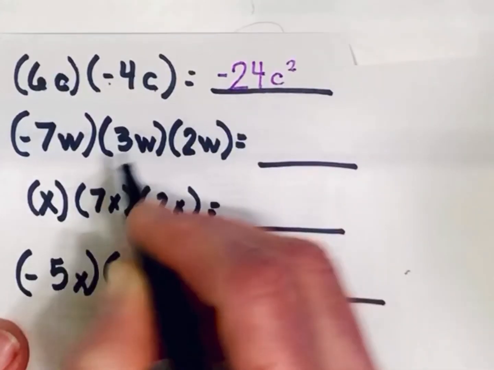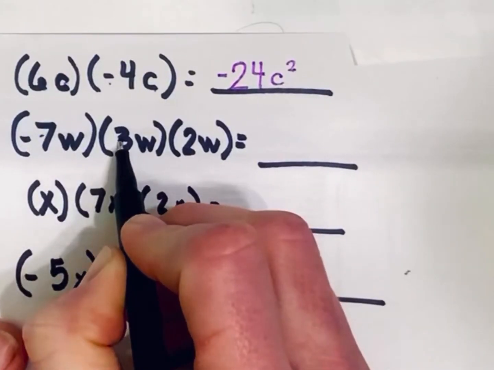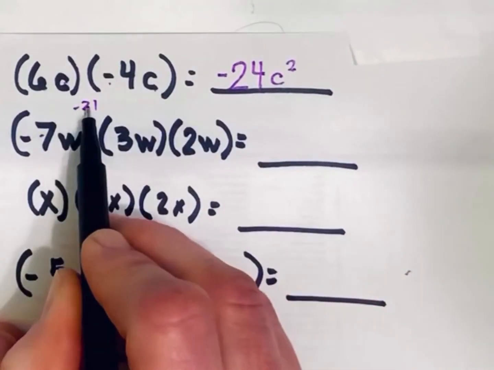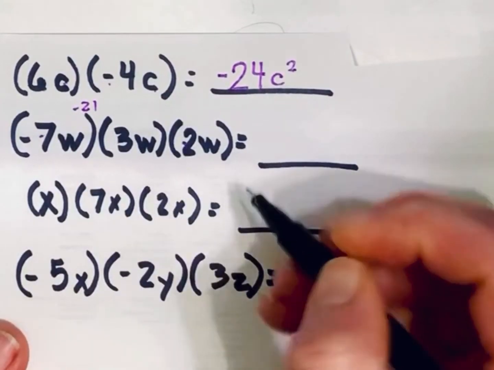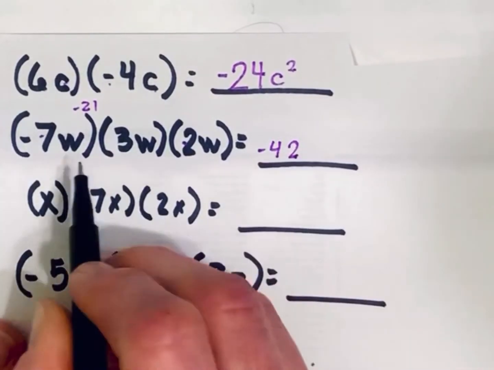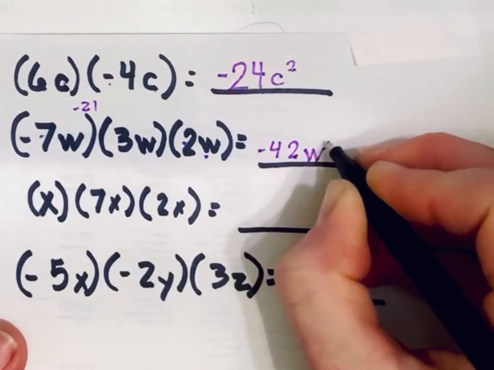Now look at this next one. We've got three different ones. Negative 7 times 3 gives us negative 21. Now, negative 21 times 2 gives us negative 42. Finally, we multiply all three w's together, which gives us w cubed.